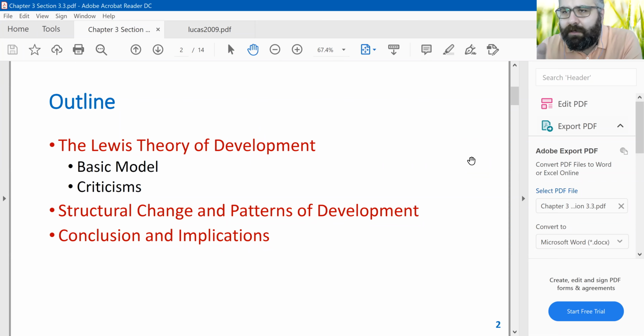So how certain transformations occur along the economic development. Once an economy initiates its economic development process, what we observe more generally in terms of structural change. And then we're gonna conclude.